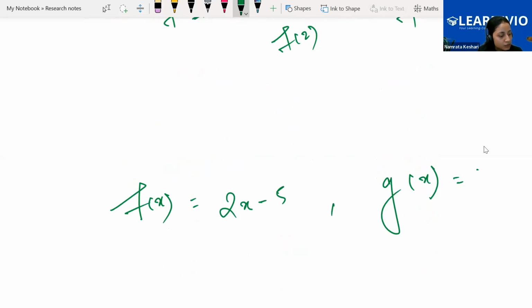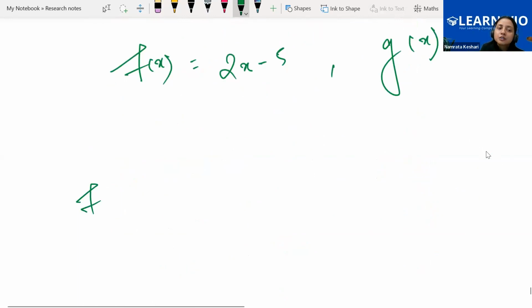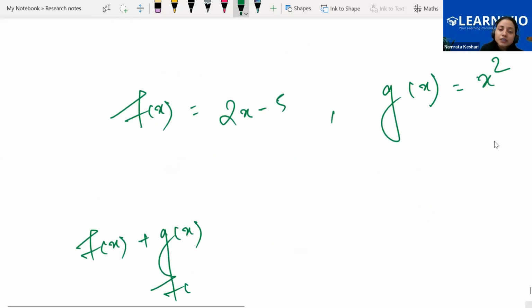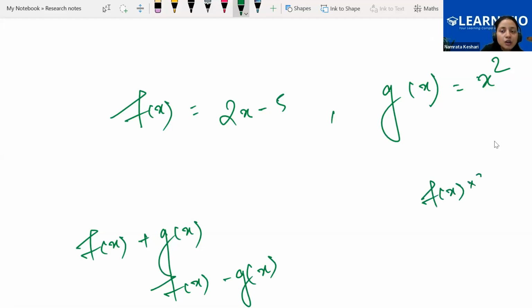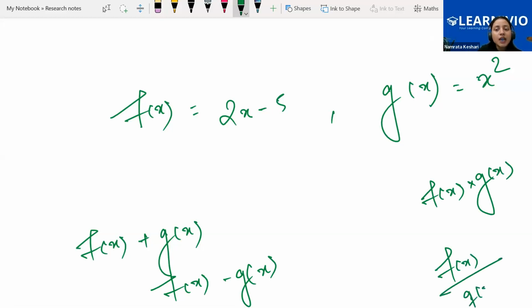Let's say x square. If you have to find f of x plus g of x, can you tell me what will be there? f of x minus g of x, what will be there? We just have to do the basic normal subtraction, addition. If multiplication is there, we have to multiply both the functions, 2x minus 5 multiplied with x square. If division is there, simple division we have to do over here.